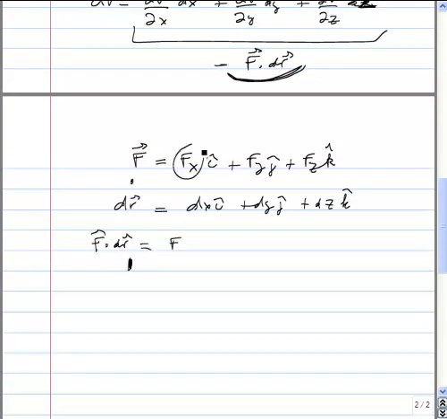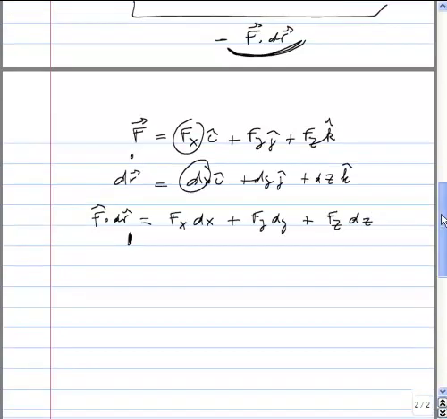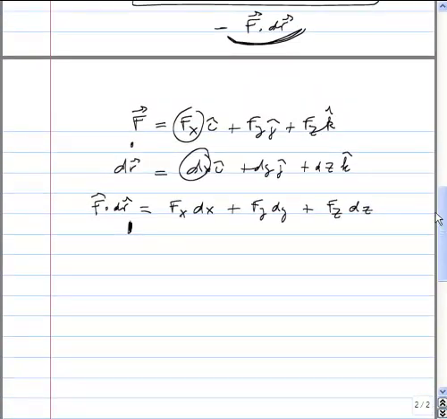First term will be this one and this one, fx dx. The other surviving term is fy dy, and the last term is fz dz. The other terms will be 0 because i dot j is equal to 0, i dot k is equal to 0, j dot i is equal to 0, j dot k is equal to 0, etc.